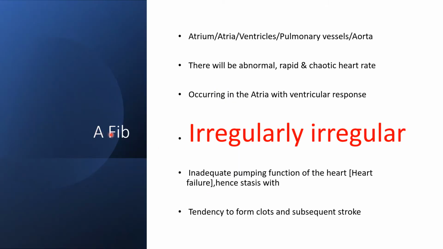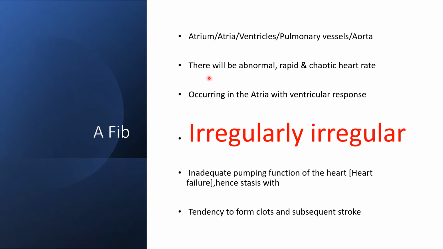Still on AFib, atrium is one upper chamber. The two is atria, meaning we are dealing with the two chambers in trouble today, and the trouble is electrical activity. We know the ventricles, I've just shown them. We've seen the pulmonary vessels, I've shown them, and we've seen the aorta.